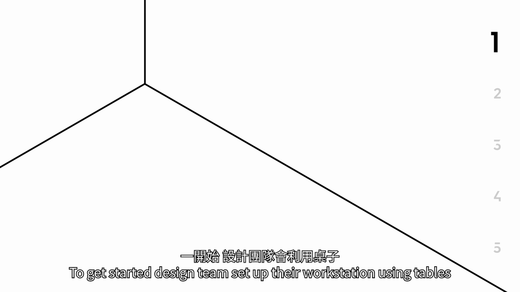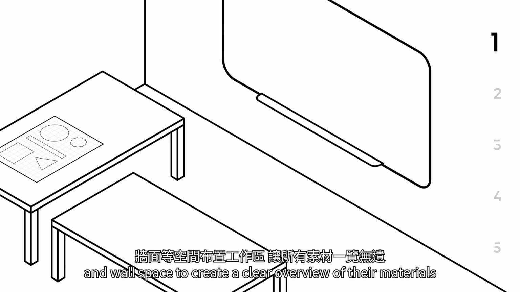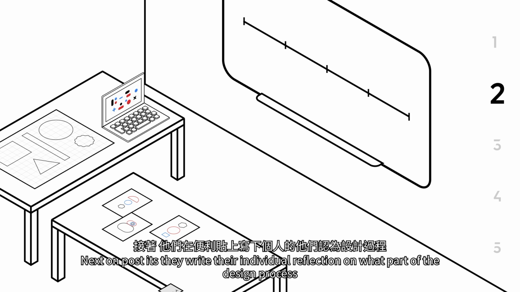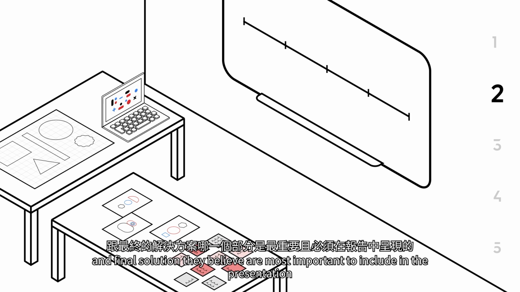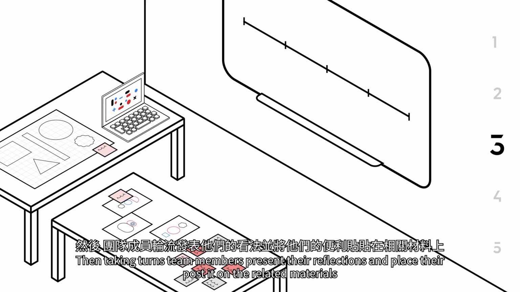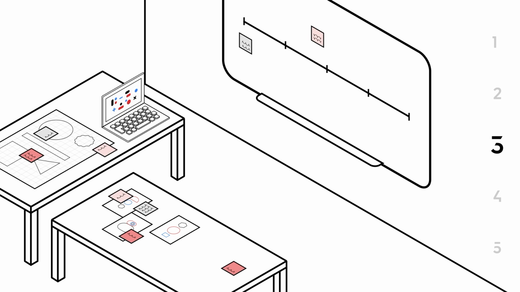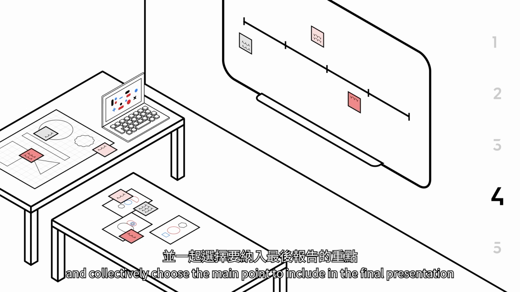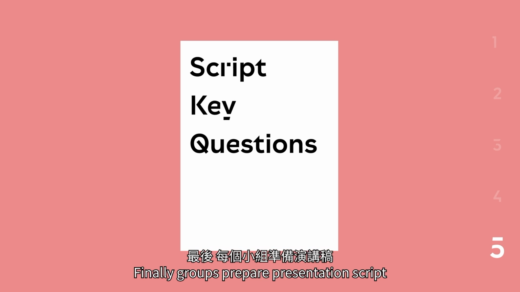To get started, design teams set up their workstations using tables and wall space to create a clear overview of their materials. Next, on post-its, they write their individual reflections on what parts of the design process and final solution they believe are most important to include in the presentation. Then, taking turns, team members present their reflections and place their post-its on the related materials. The design teams then discuss their notes and collectively choose the main points to include in the final presentation. Finally, groups prepare a presentation script.